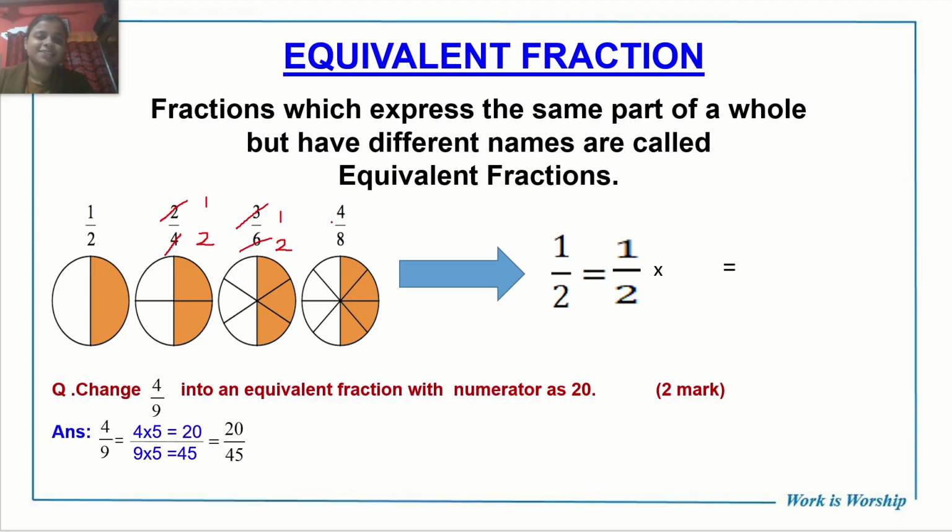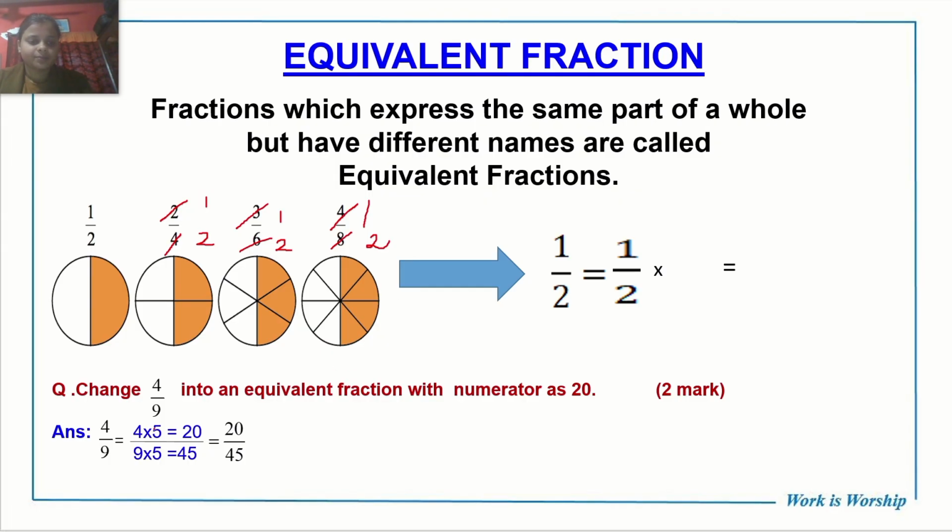Miracle, it's right. Number 4. Again by table of 2 or table of 4, right? 4 ones are 4 and 4 twos are 8. Great. All are 1 by 2. So this expresses the same part of a whole number but has different names like 1 by 2, 2 by 4, 3 by 6, 4 by 8. But if we cut these numbers, we will get the same fraction, which is the lowest form of the fraction. It is 1 by 2.